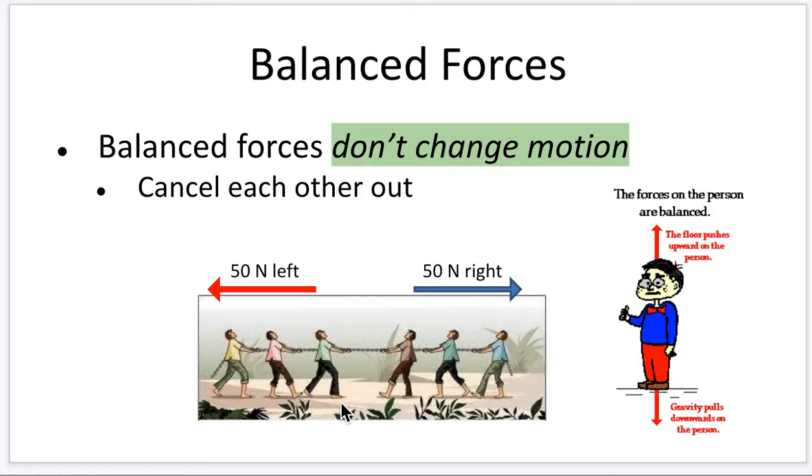Okay, also in our picture we can see that the force on this person is balanced. So the floor is pushing up and gravity is pushing down on that person. And that's why we're able to stand like we are.